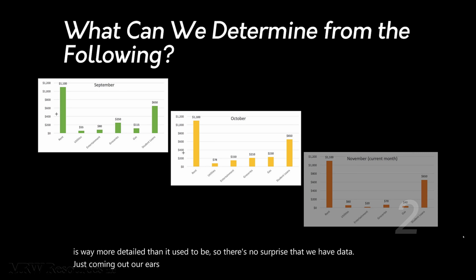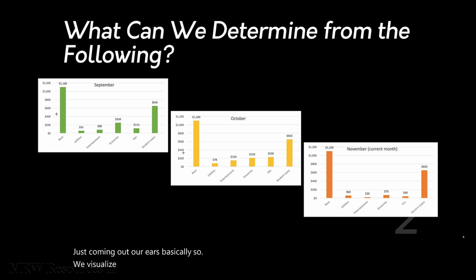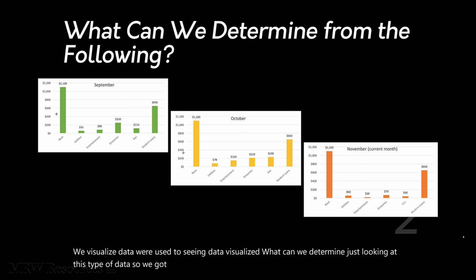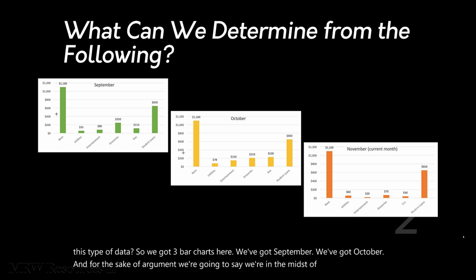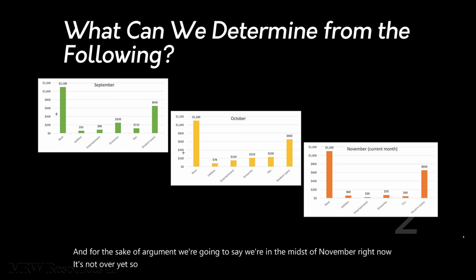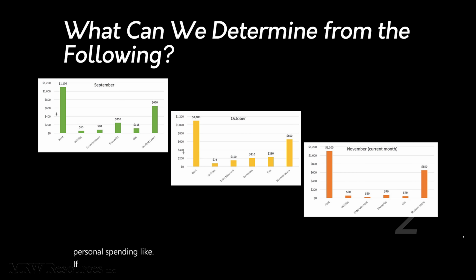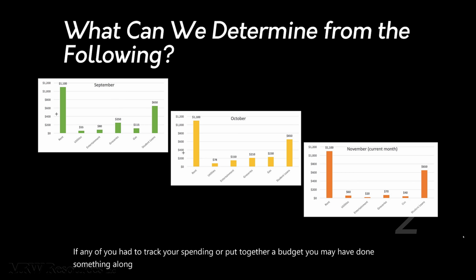So we visualize data. We're used to seeing data visualized. What can we determine just looking at this type of data? So we've got 3 bar charts here. We've got September, we've got October, and for the sake of argument, we're going to say we're in the midst of November right now. It's not over yet. So we've got Carla here that we're looking at her spending to see, what is her personal spending like? If any of you have had to track your spending or put together a budget, you may have done something along these lines, maybe not with a bar chart, but with some kind of a budget type approach.